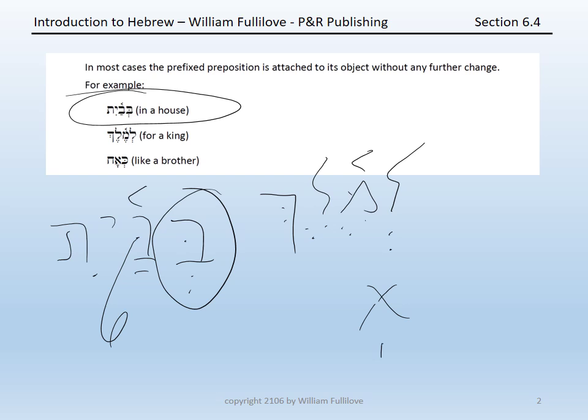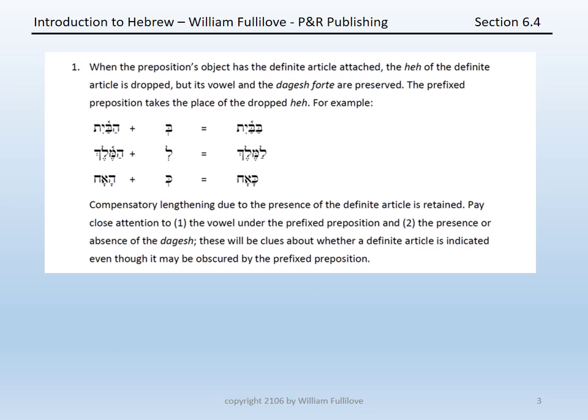Hebrew ach, a brother. If you wish to say like a brother, you simply attach ka, like, to the front. Ka'ach, like a brother. There are, though, three special cases which should be noted. The first is the connection of a preposition with the definite article. Remember the example, to the beginning.